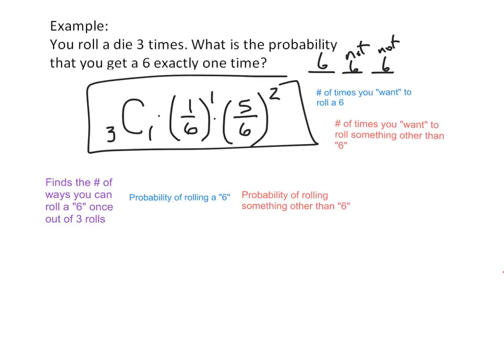If you are interested, I just added in some information on what each thing calculates. Again, the 3C1 right here finds the number of ways you can roll a 6 once out of 3 rolls. So there's the 1 and the 3 in that, once out of 3 rolls. Next, we've got the probability right here of rolling a 6, 1 out of 6. And here we've got the probability of rolling something other than 6. So 1, 2, 3, 4, or 5. Up here we've got the number of times we, quote unquote, want to roll a 6. Again, wanting meaning in the problem, which is exactly 1 time. And the number of times we want to roll something other than 6 goes there.